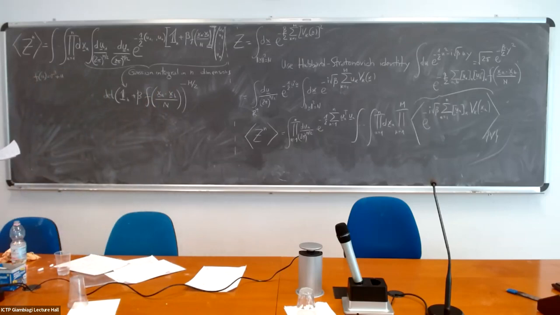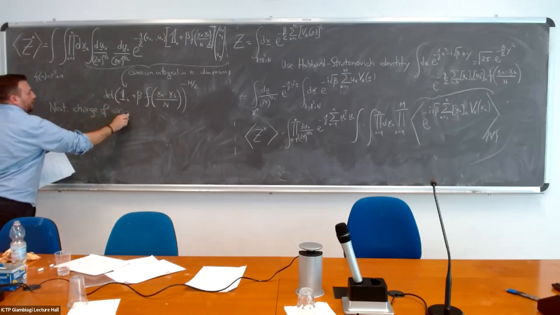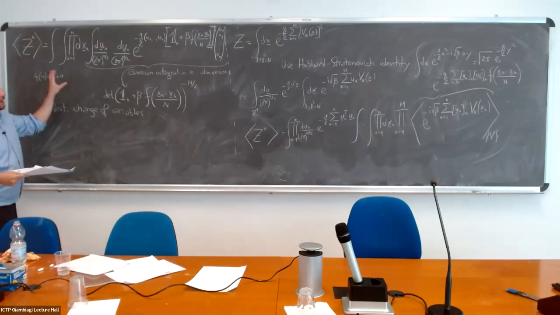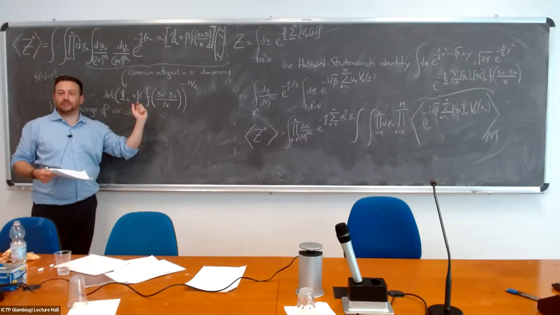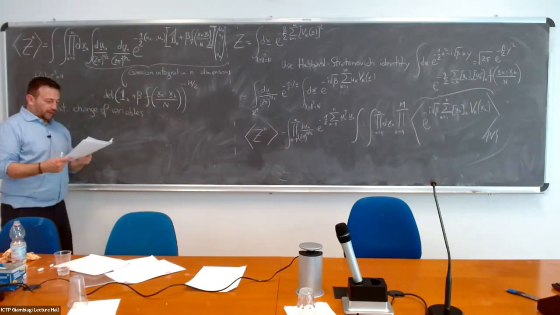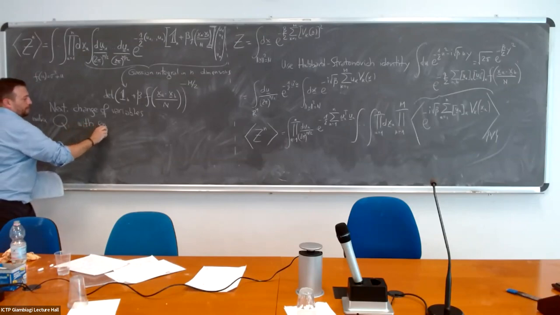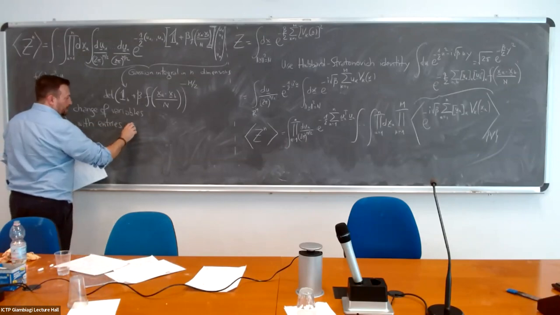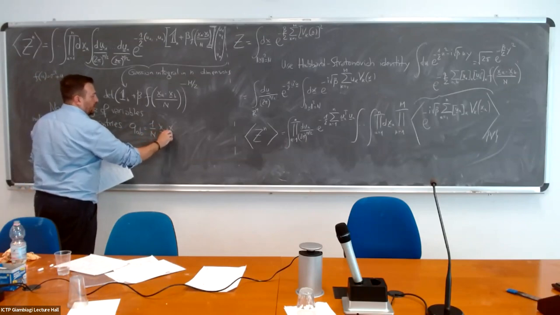Okay. Next, we do a change of variables. Because you see, everything in here now depends on this peculiar combination, the dot product of vectors of type A and vectors of type B, corresponding to different replicas, XA and XB. So it is natural to introduce a matrix Q of size little n by little n with entries QAB, which are 1 over n XA dot XB.